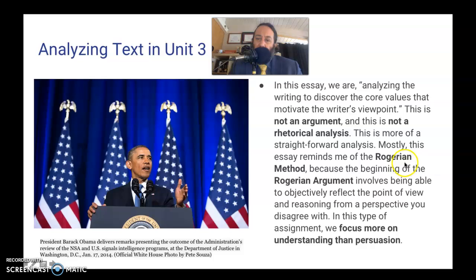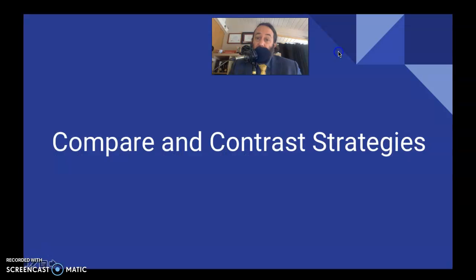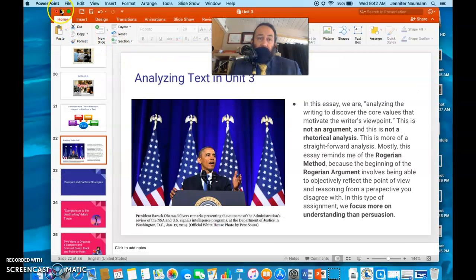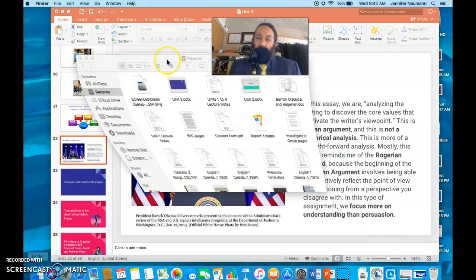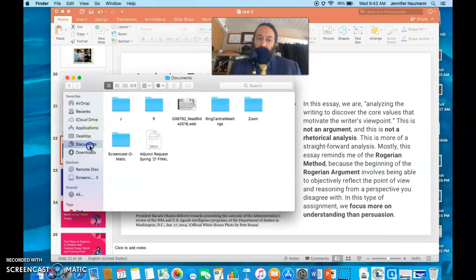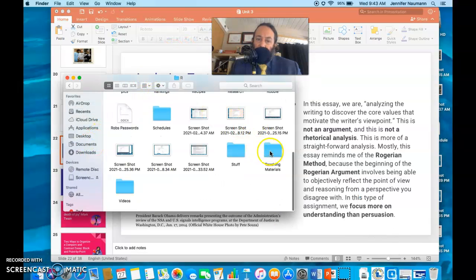Mostly this essay reminds me of the Rogerian method, because the beginning of the Rogerian method involves being able to objectively reflect the point of view and reasoning from a perspective you disagree with. In this type of assignment, we're going to focus more on understanding than on persuasion. Let's take a quick minute before we go any further to look at the prompt.